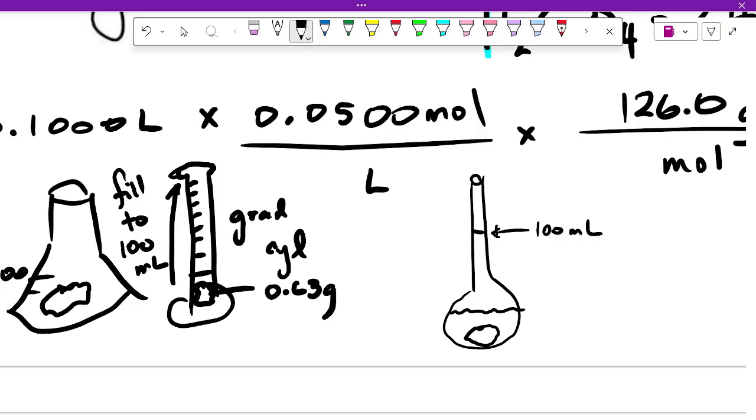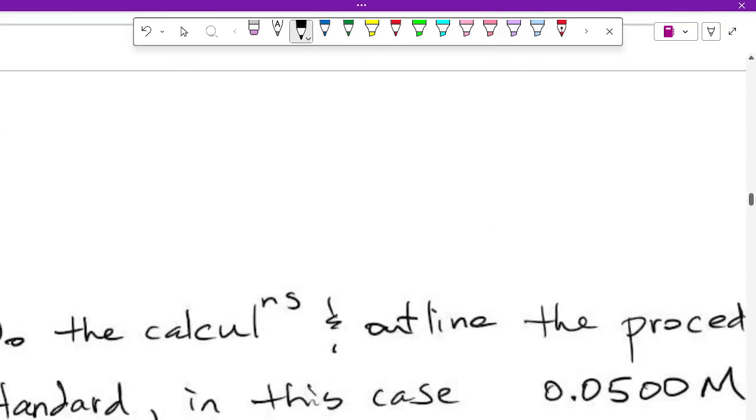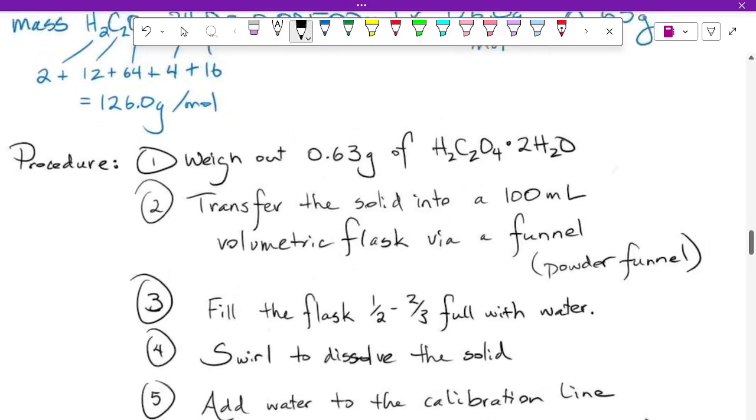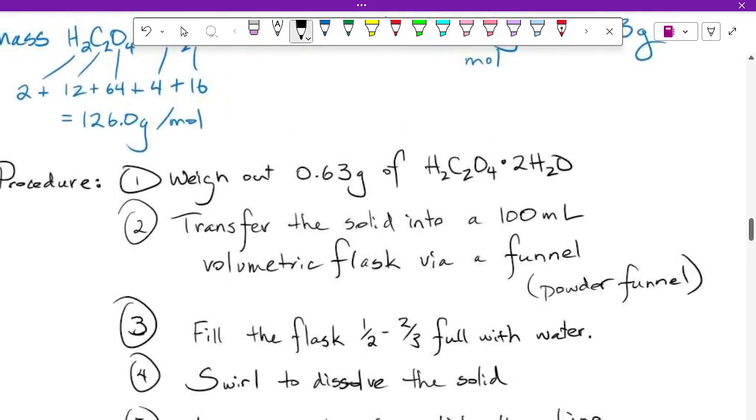All right, and let's just take a look here. There's our calculations. Here is how we would describe it. You would weigh out, this is on your next page, 0.63 grams of H2C2O4.2H2O, probably in a beaker. How would we get the solid into the, what's this called? Volumetric flask, because that's a skinny, narrow little neck, yeah?